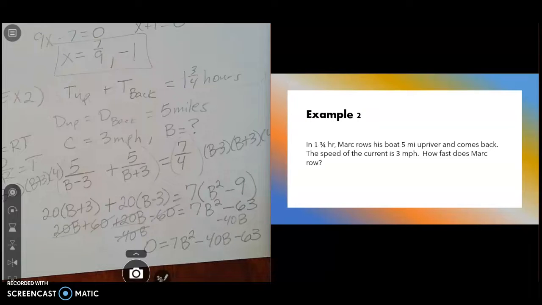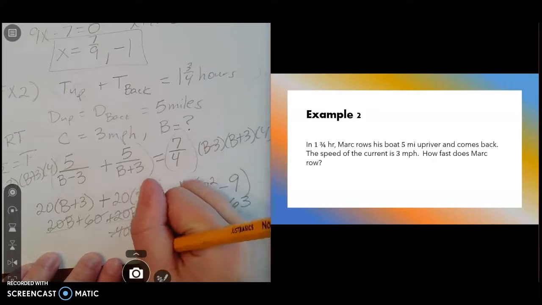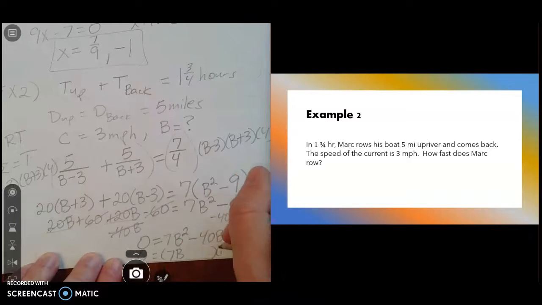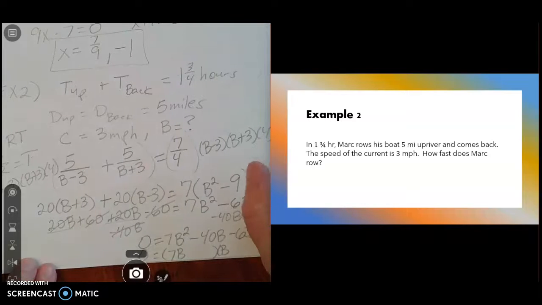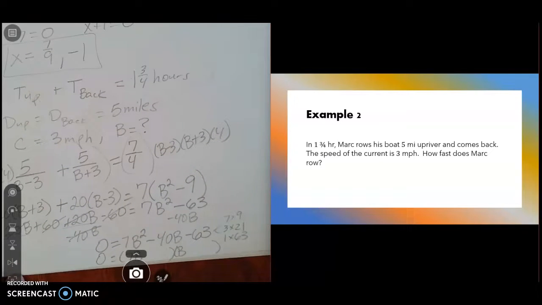This one does factor pretty nicely if you are up for it or if you're quick at factoring. 7b times b is 7b squared. To get the negative 63, I've got some options. You know, you could do 7 times 9, you could do 3 times 21, or you could do 1 times 63, okay? Those are your options for getting 63.